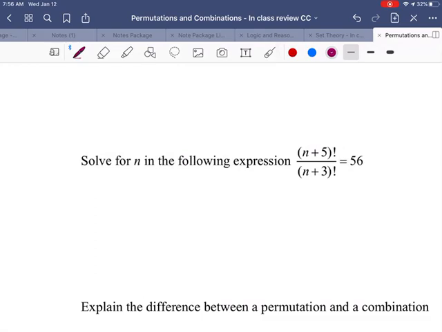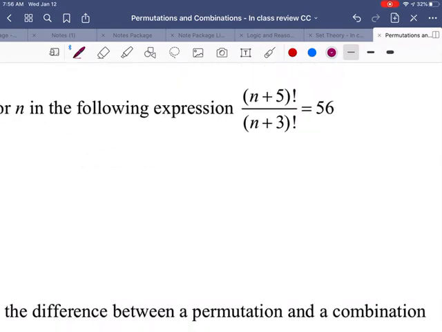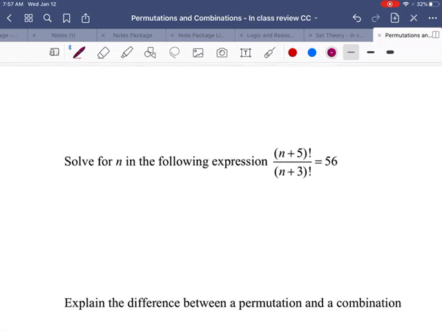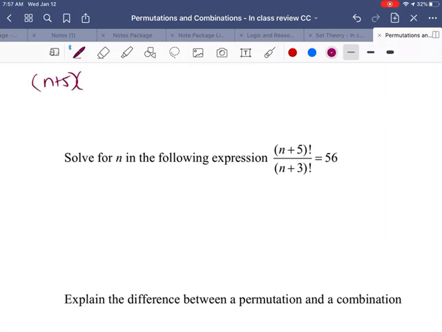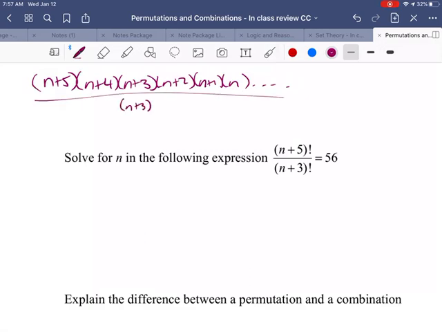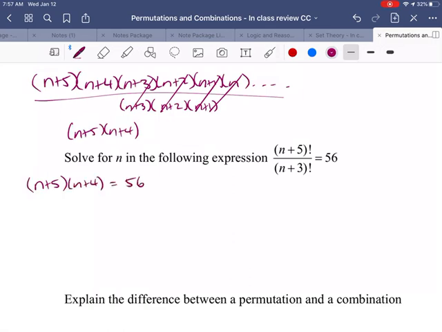This one's asking you to solve it, so we're going to have to dip into our factoring skills a little bit. The first thing is to simplify this expression. So 9 plus 5 factorial means you start with n plus 5. The next one's going to be n plus 4. You subtract 1, and then n plus 3, n plus 2, n plus 1, n, all the way down. And on the bottom, you're starting at n plus 3, and then going to n plus 2, n plus 1, and hopefully you can see that all those are going to simplify. So you're going to be left with n plus 5 times n plus 4, and that's going to equal 56.